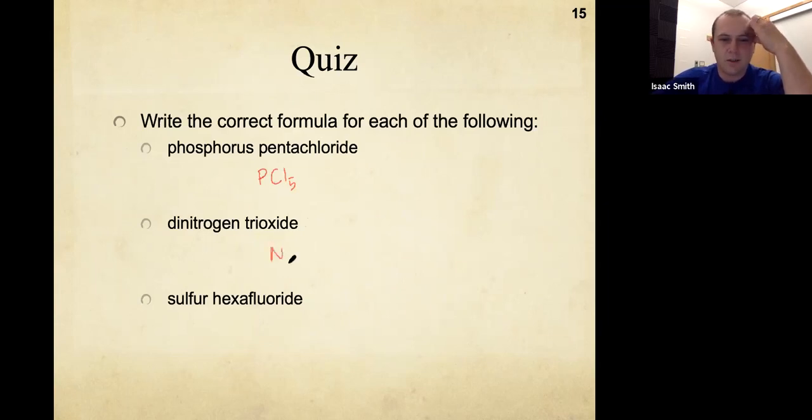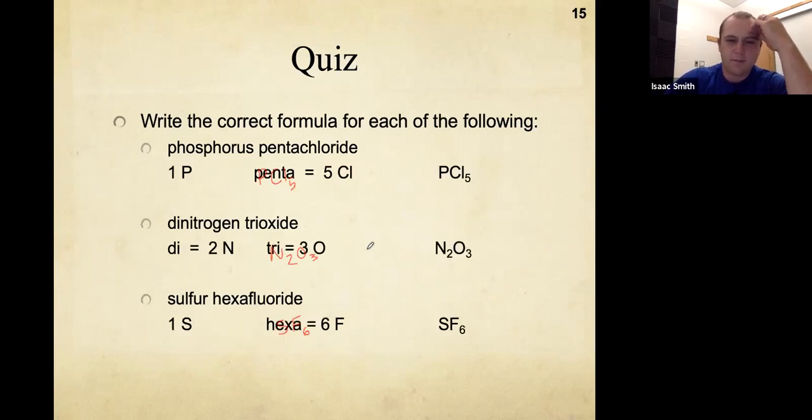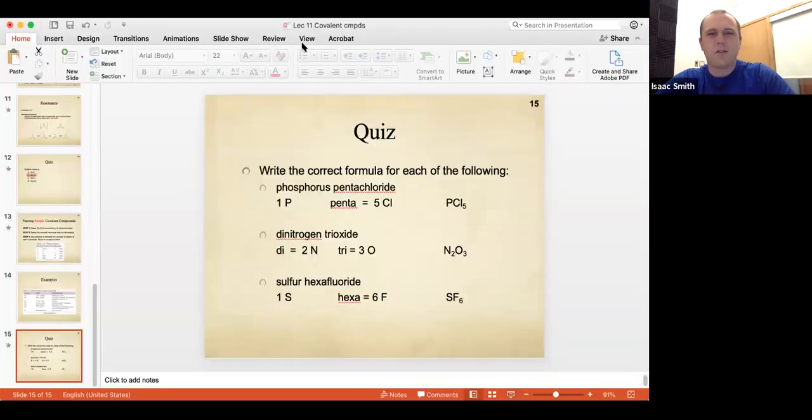Dinitrogen, so we have 2 nitrogens. Trioxide, 3 oxygens. Sulfur, there's no prefix, so we're just going to do 1. Hexafluoride, so we'll have 6 fluorines, okay? Okay, sweet. All right, that's it for the covalent presentation.